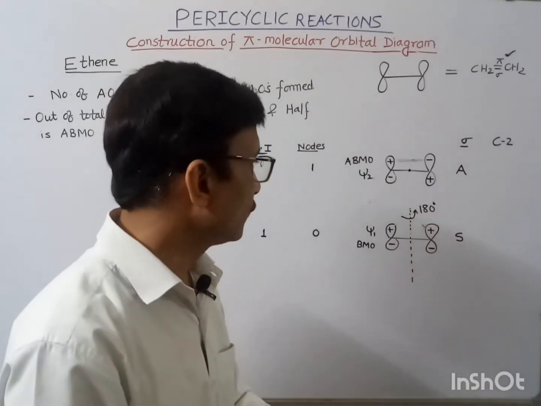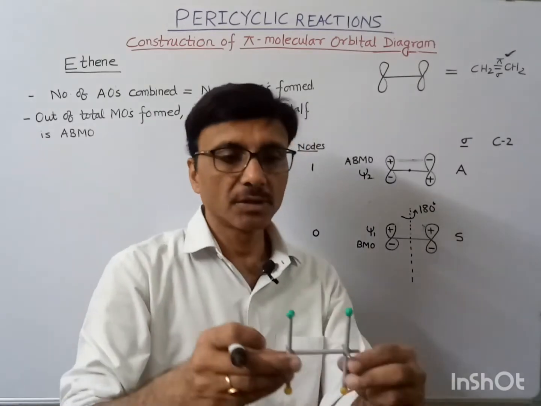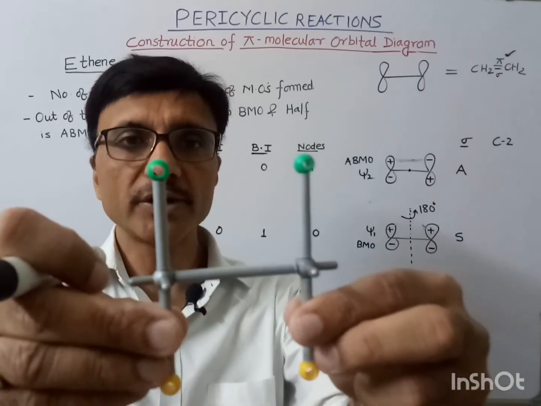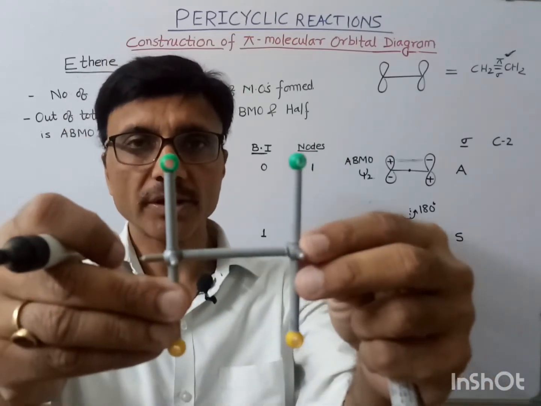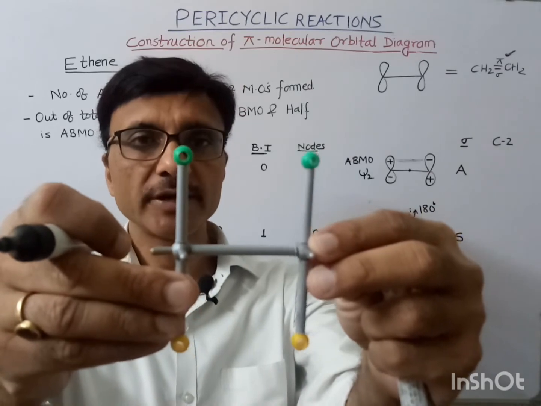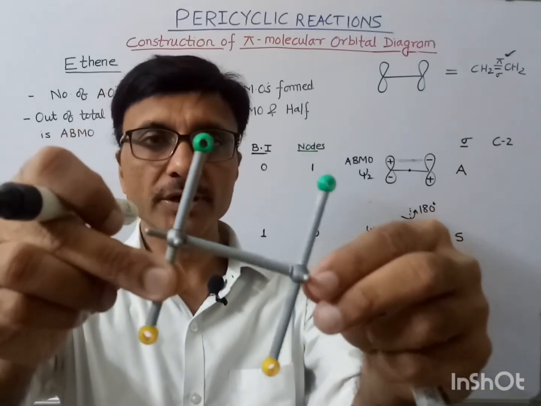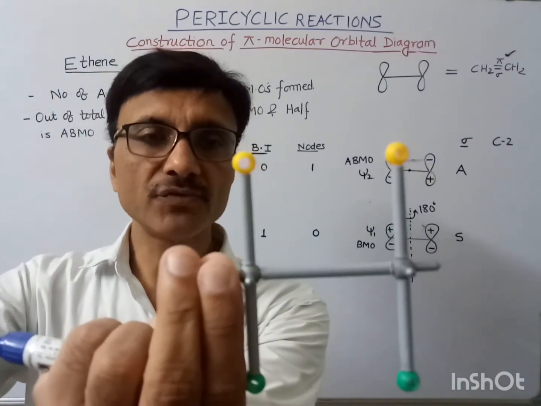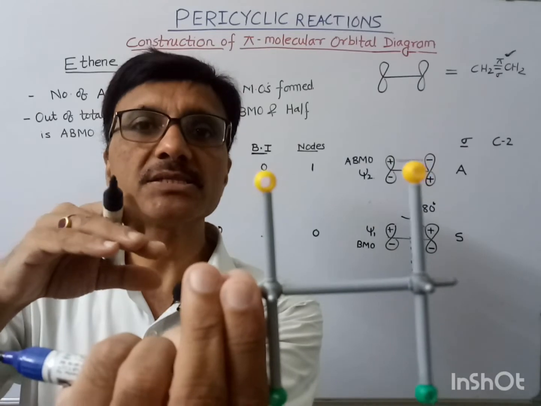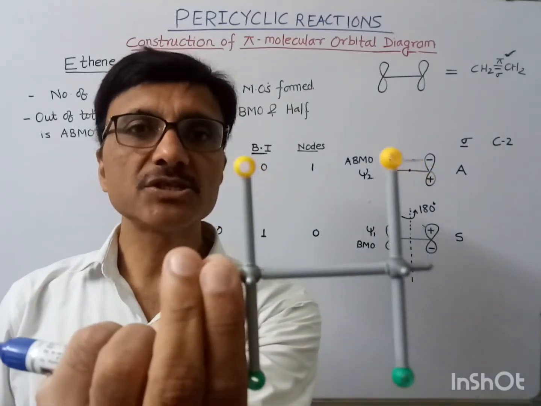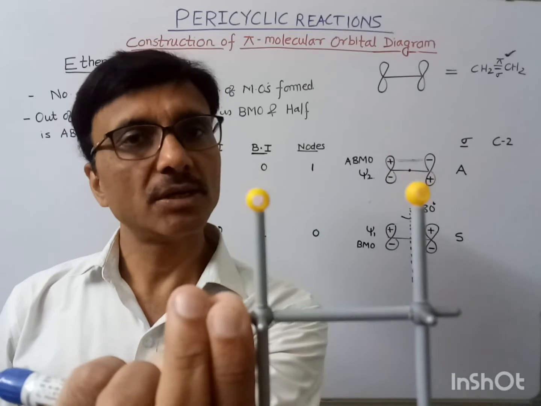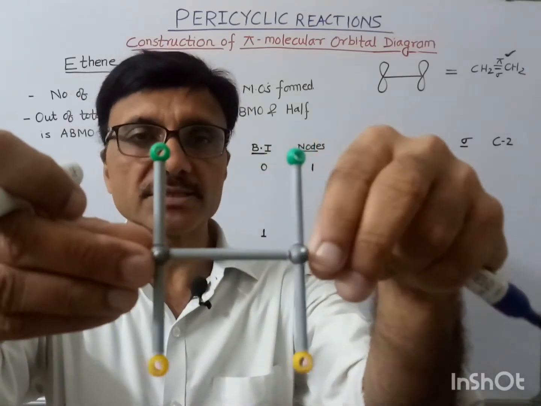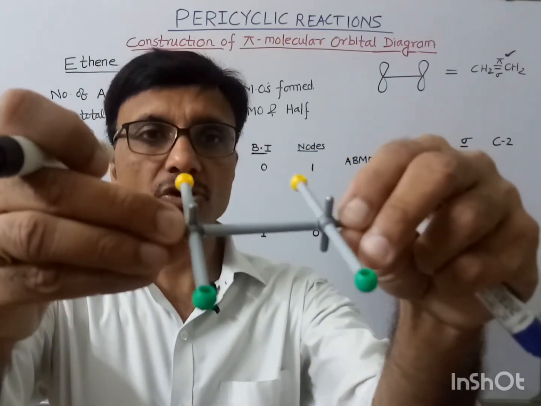Now let me help you understand with this model. If I rotate it by 180 degrees, then what will you see? I am rotating it by 180 degrees, and let me rotate it like this. So we are not getting the same molecular orbital. So that's why this is not symmetric with respect to C2. We should not rotate it like this.